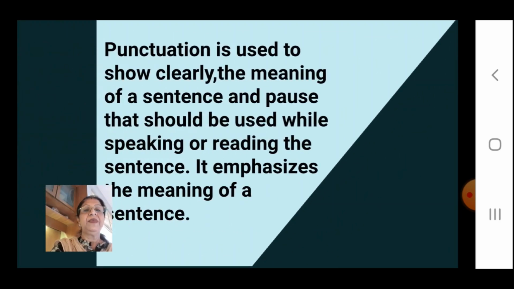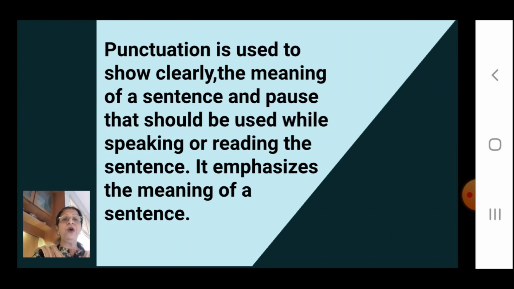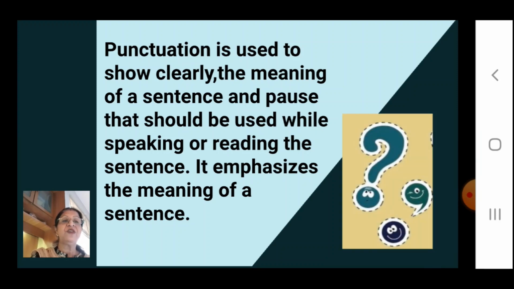So let us revise what punctuation is. Punctuation is used to show clearly the meaning of a sentence and the pause that should be used while speaking or reading the sentence. It emphasizes the meaning of a sentence. Last time I had taught you about full stop and question mark. In this we are going to learn where to put comma.